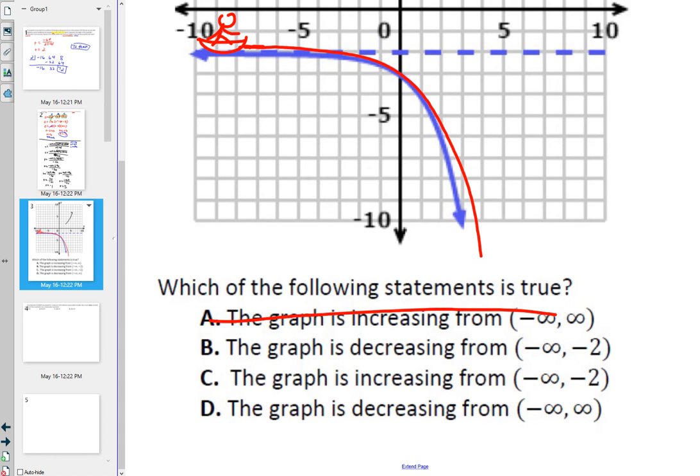It cannot be A or C because it's never increasing. So the question is, is it only decreasing from negative infinity up to negative 2, which is here, and then it just stops going down, or does it just go down forever? Always going down. We've only studied what's the only type of function that changes direction, that has both an increasing and a decreasing interval? Quadratics, parabolas, yes. Agree? Confusion? It's always going down.